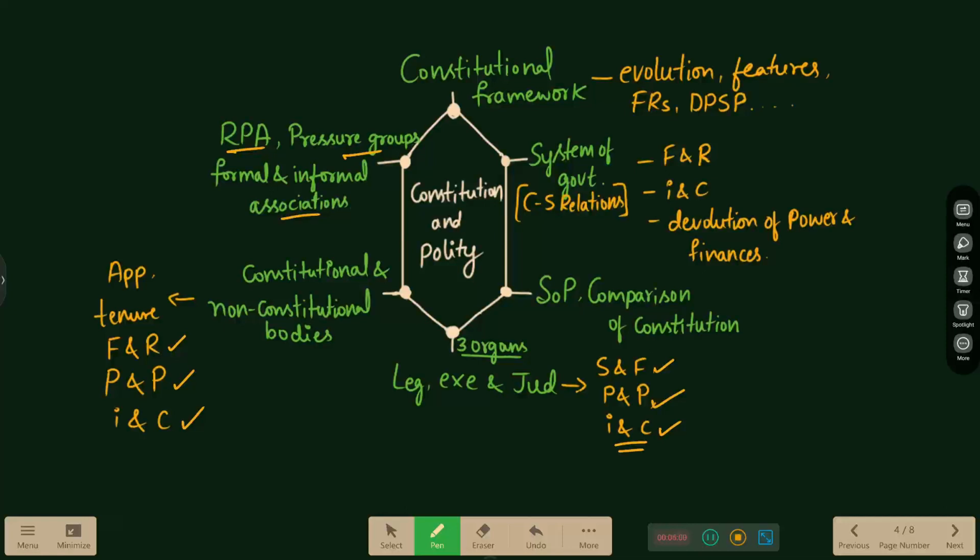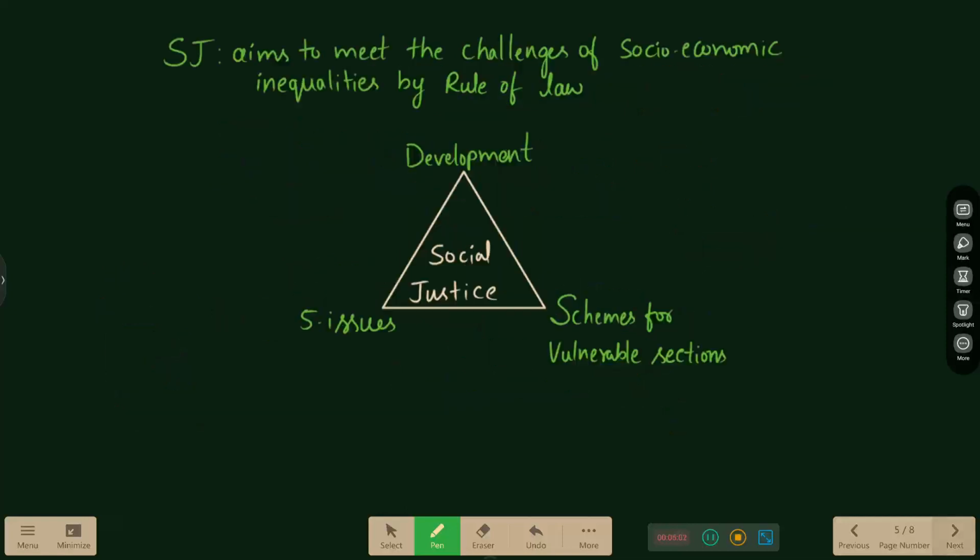Now we will move to the next subject, that is social justice. What do you mean by social justice? Providing justice in terms of distribution of wealth, opportunity, privileges within the society. It aims to meet the challenges of socio-economic inequalities by rule of law. Generally, it is a tool to improve the condition of marginal sections of society.